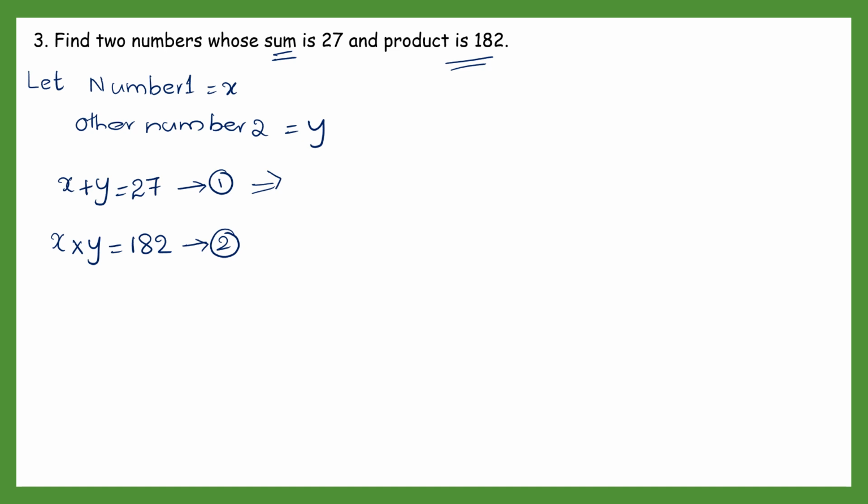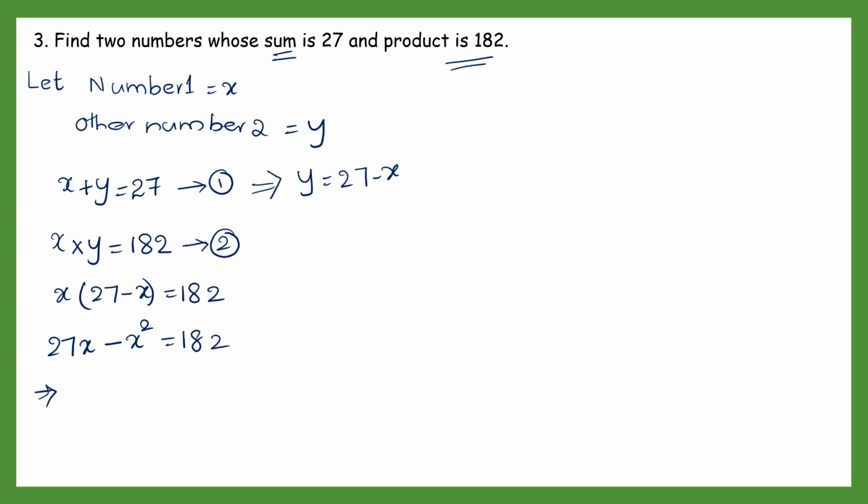From the first equation, you can write y is equal to 27 minus x. Let's substitute the value of y in the second equation. x into (27 minus x) is equal to 182. x into 27 is 27x, plus into minus is minus, x into x is x square, equal to 182. If we write in the order of powers of the variable, we first get minus x square plus 27x. If 182 comes to the left side of the equation, it will become minus 182 is equal to 0. This is the quadratic equation.